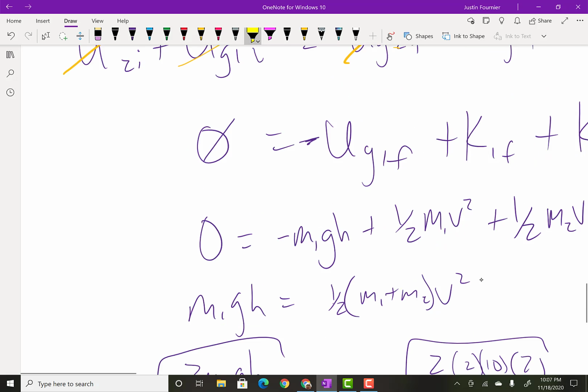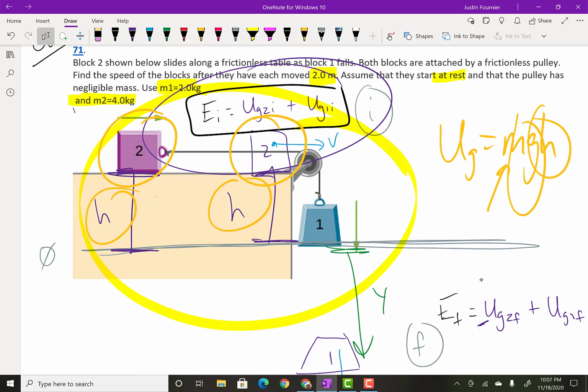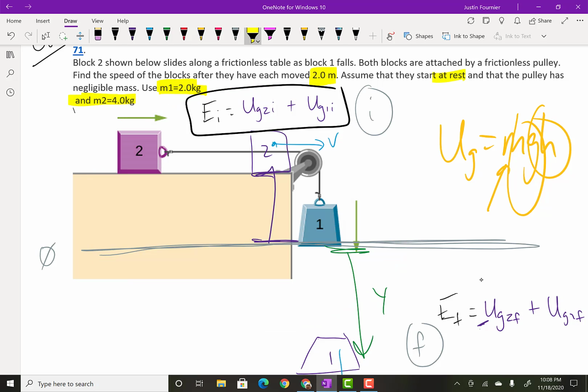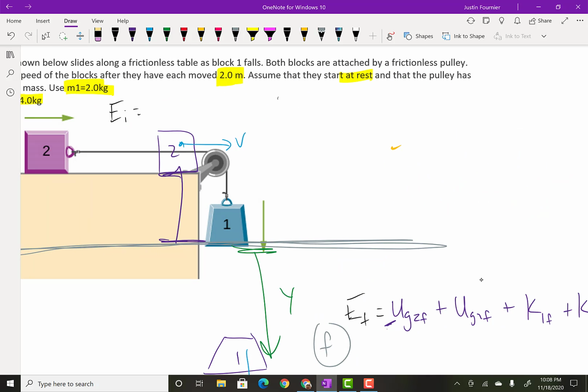All right, let's look at it a different way. Instead, I'm going to look at this whole thing as one system, and I'm going to ignore this height. Because I could look at this and go, well, block 1's going to go from here to here. There's no change in gravitational potential energy for block 2, so I don't need to worry about it. I'm going to look at the whole thing as a system, and I'll do the same thing again.